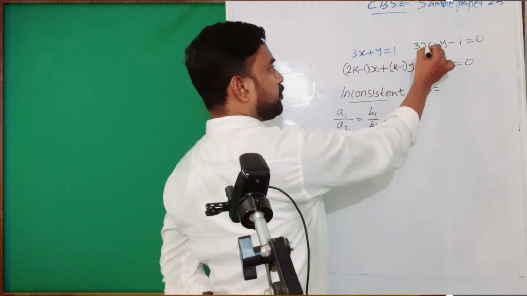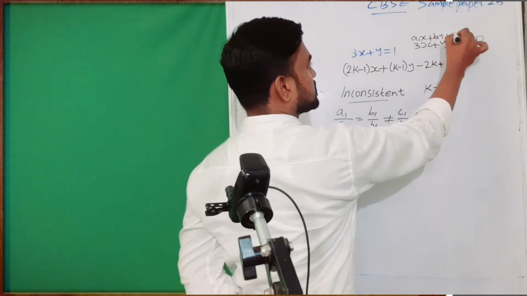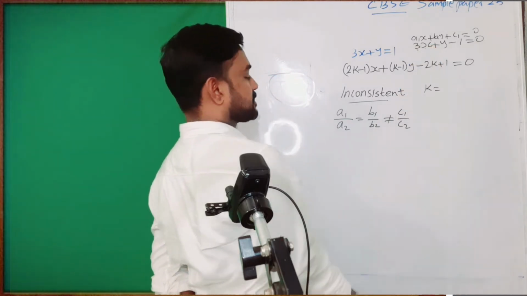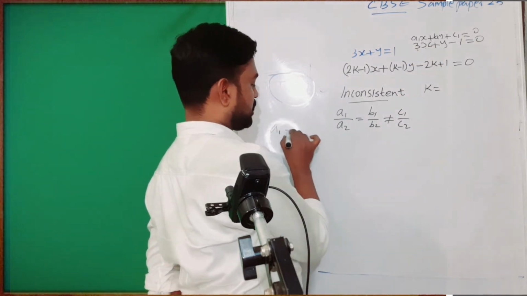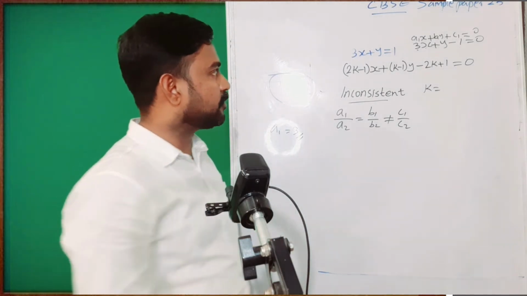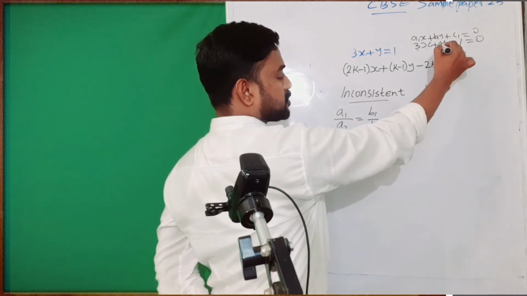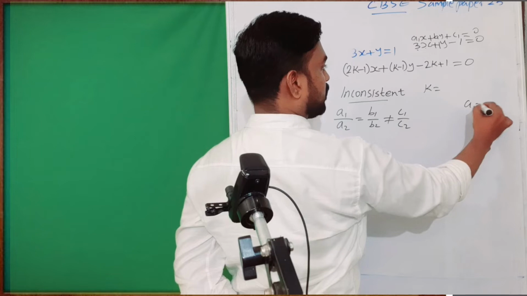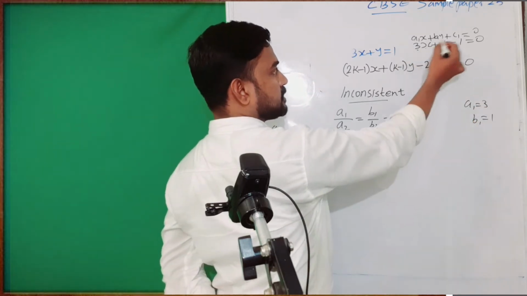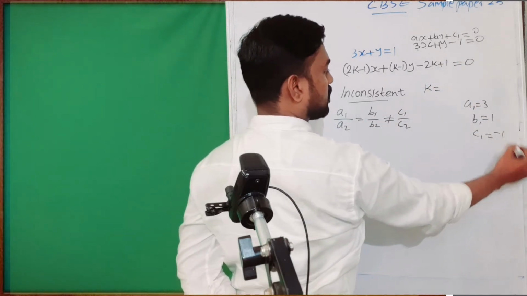Now the coefficient of x, this is a1 x plus b1 y plus c1 is equal to 0. So a1 means the coefficient of x. So a1 is equal to 3. Note it. What will be b1? The coefficient of y. There is no number, which means it is 1y. So b1 is equal to 1, a1 we got 3, b1 we got 1. And c1, which is minus 1.